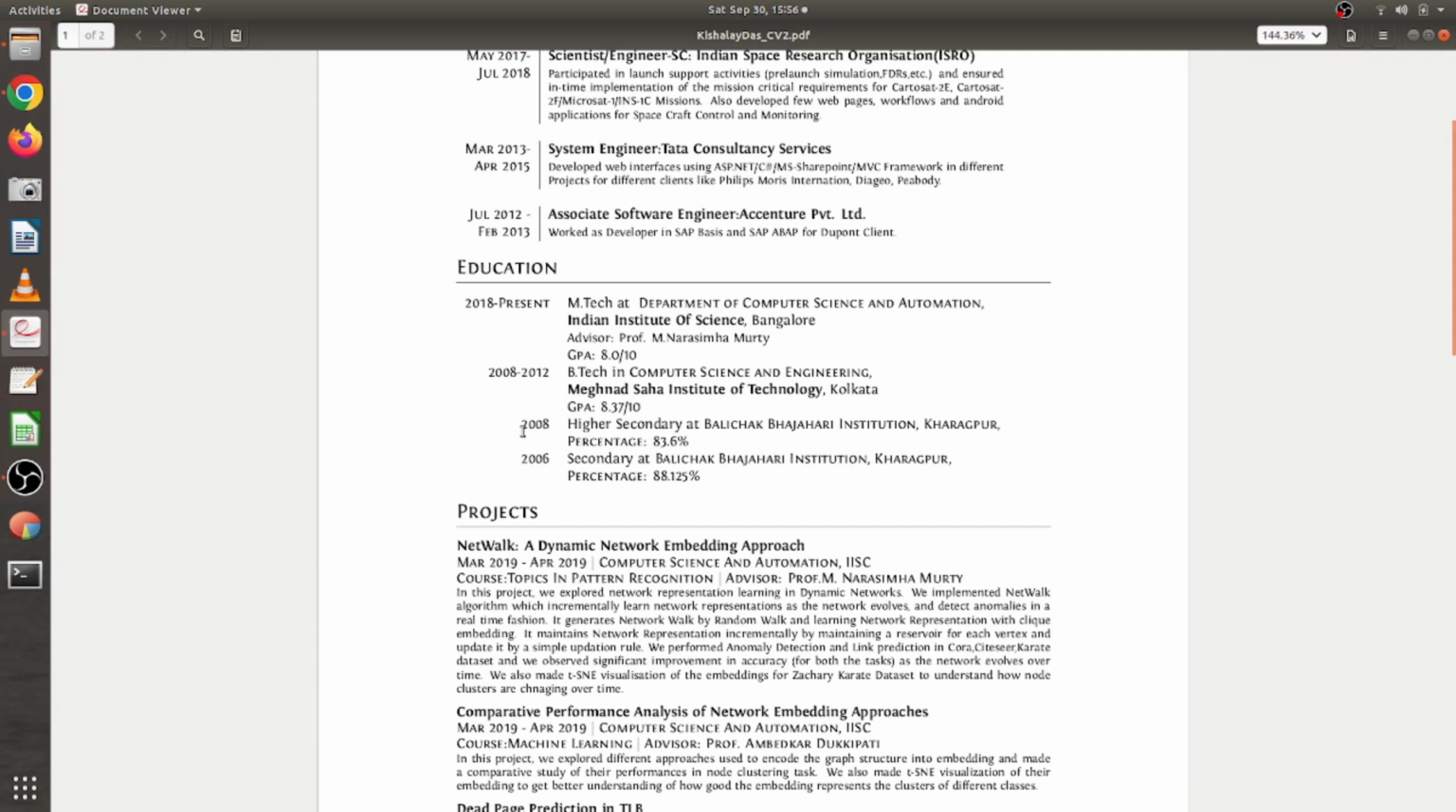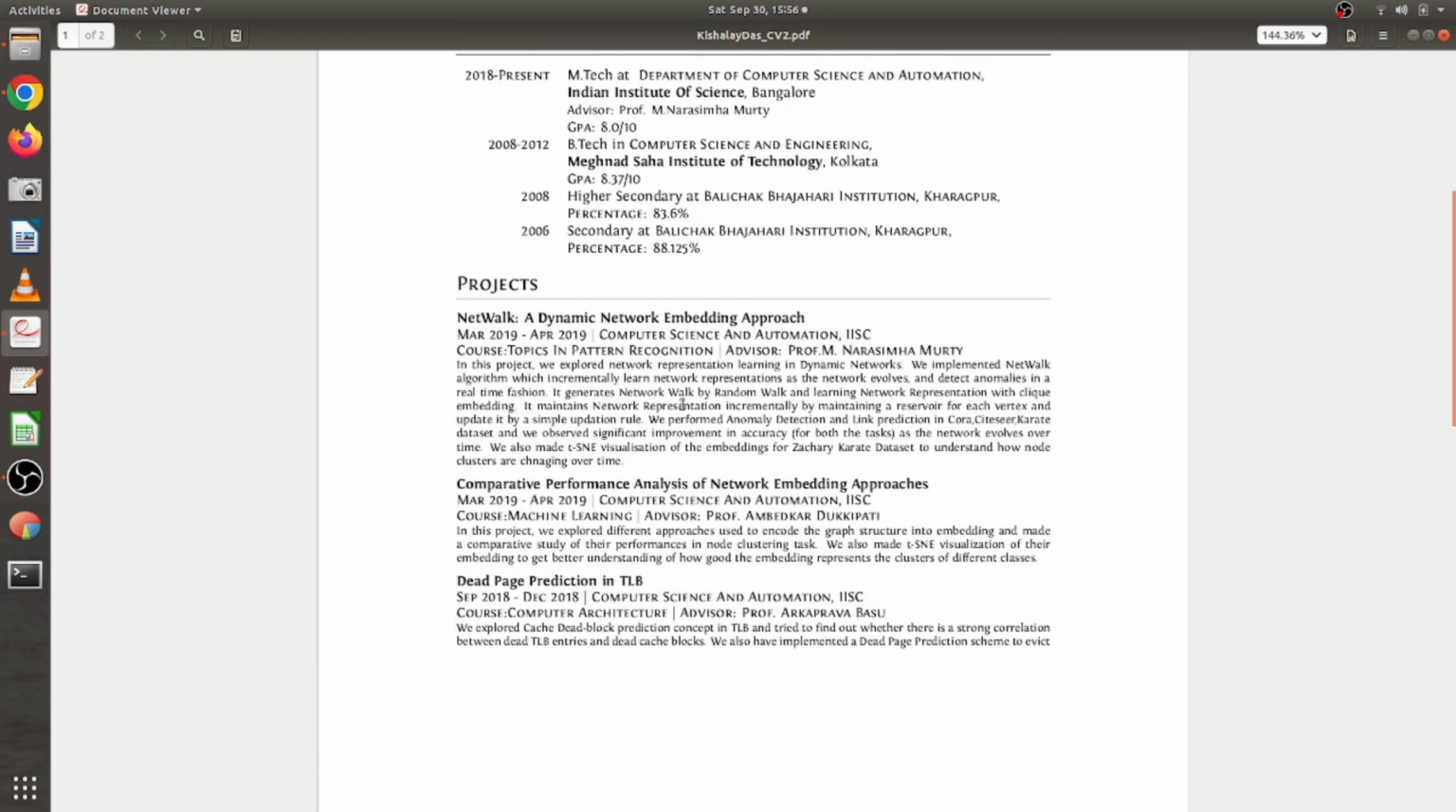And finally, I talk about my secondary and higher secondary details. From this particular institution, Kharagpur, I have done both the secondary and higher secondary, and my percentages were 88 and 83%. So that I have mentioned here. Next, I highlighted the projects that I have done during my MTech, and all of these three projects are kind of full-fledged projects, but I have done them during different courses at IISc.